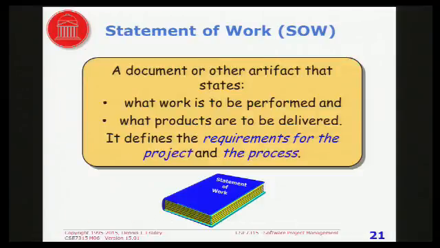So let's go back. A statement of work is a document or some other artifact that says what work is to be performed and what products are to be delivered. Think about the statement of work for assignment 1. That's what it did. It tells you what to do and what to deliver. The statement of work for assignment 2 does the same thing, and so forth for all the other ones. That's why I express all the assignments in the form of a statement of work, so you'll know what a statement of work is. Although they're all done differently, because there are many different ways of doing a statement of work. But these are the essential elements of a statement of work.